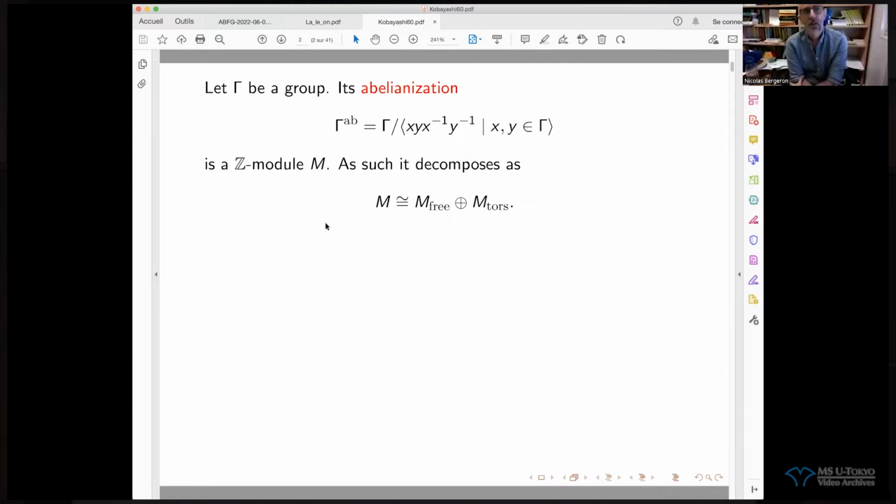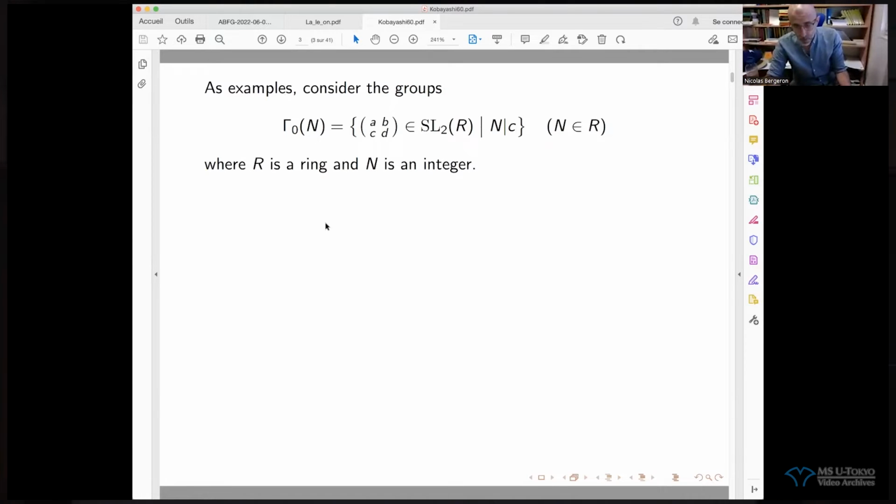But let's just take a group, gamma, and recall that its abelianization is the quotient by the commutator, and in that way you get a Z module, and as such you can decompose it as a free part and a torsion part. I want to first consider a certain type of example that seems very close but has different behavior. So consider a ring R and the matrices in SL2 of R, A, B, C, D, and ask that, let's say, C is divisible by some element n in R.